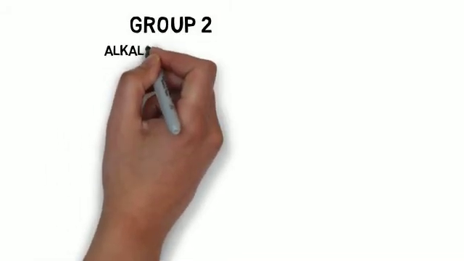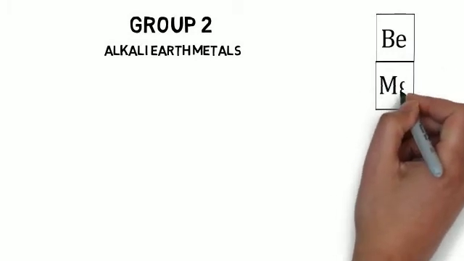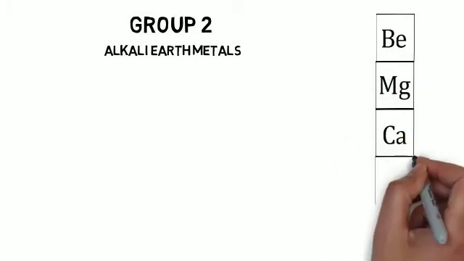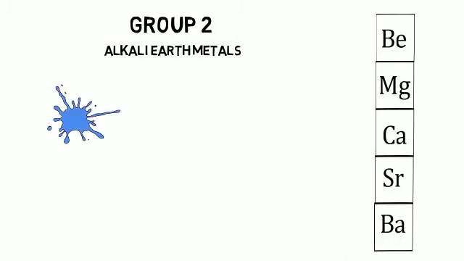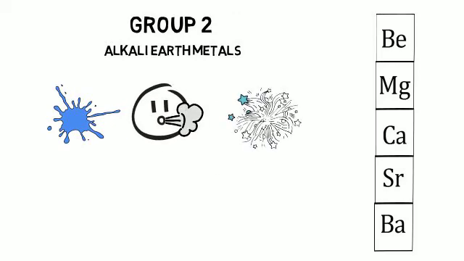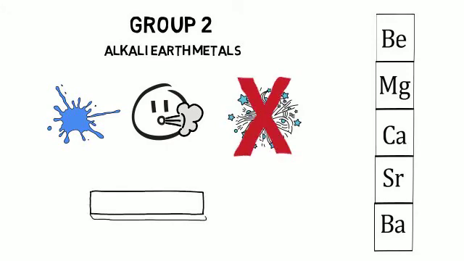The next group is group 2, referred to as our alkali earth metals. So these include beryllium, magnesium, calcium, strontium, and barium. Now, these elements are also reactive with things like water and air, but if you're expecting an explosion, well, you're going to be disappointed. While these metals may appear shiny at the start, after a period of time, they actually get quite dull.